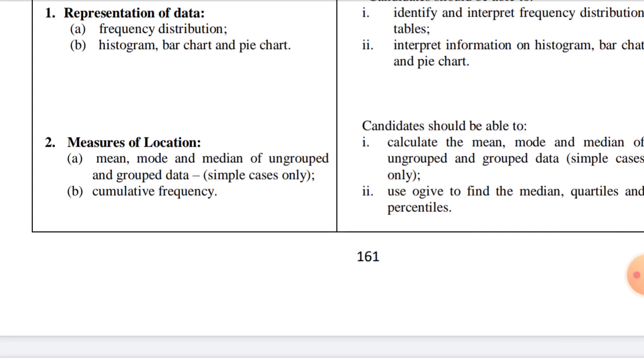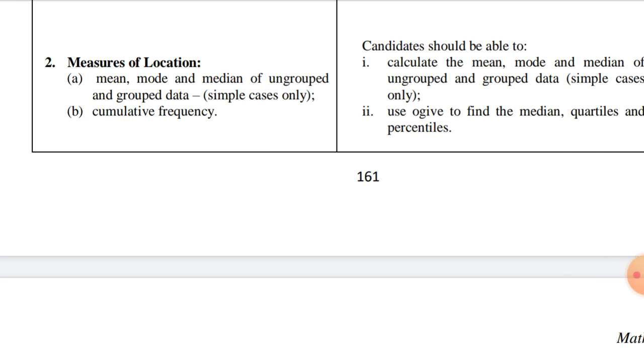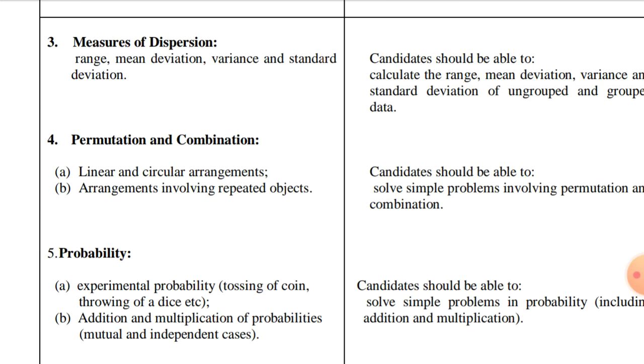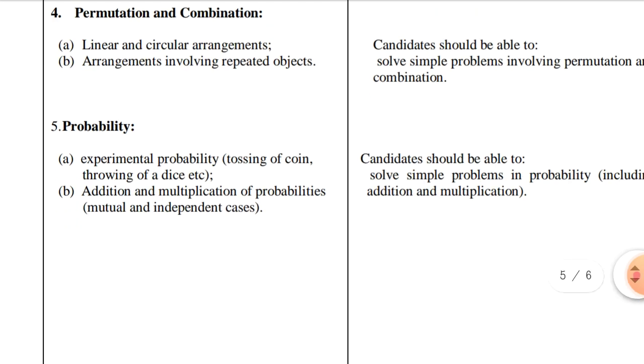The representation of data involves things like frequency distribution, histogram, bar chart, and pie chart. Then measures of location: mean, mode, median of one group, things like that. Measures of dispersion, which involve range, mean deviation, variance and standard deviation, permutations and combinations, and probability.